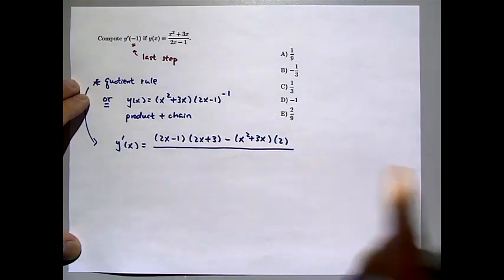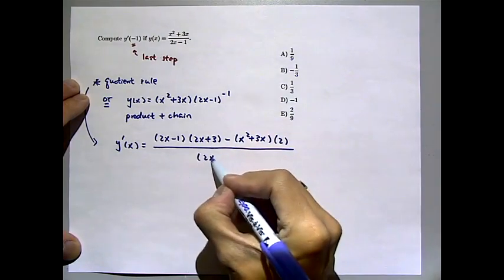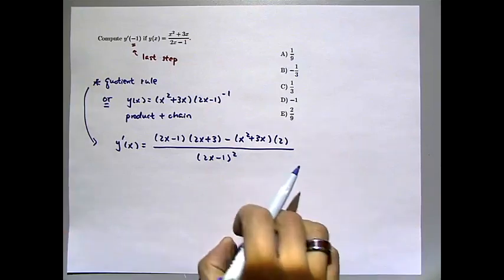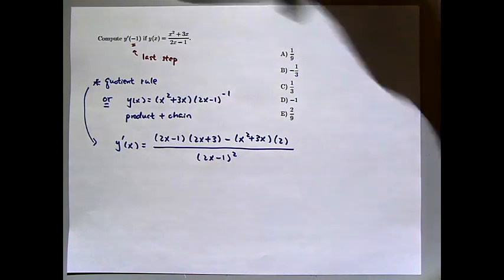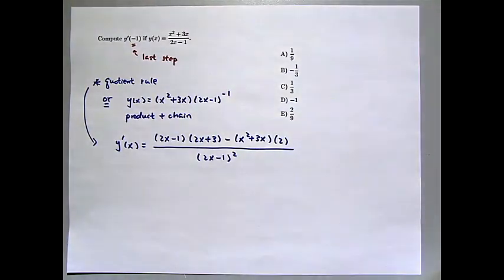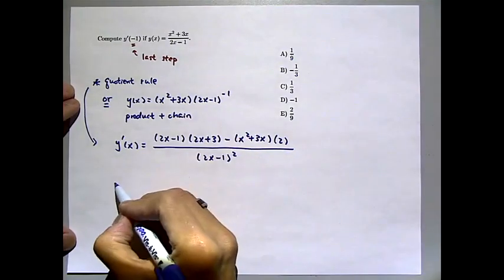Okay, so what did I do? Low d high minus high d low, right? Over low squared. Normally we would simplify this, but we're asked to plug in a number. So let's just go ahead and put in a number without simplifying. That simplification really is not necessary for this kind of problem here.